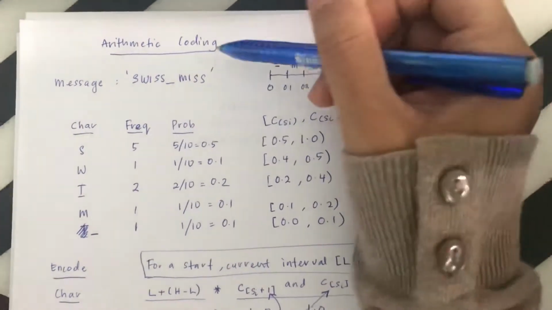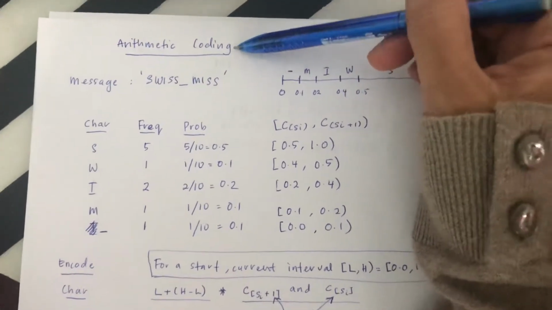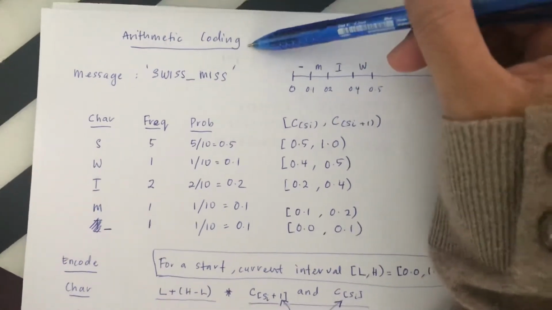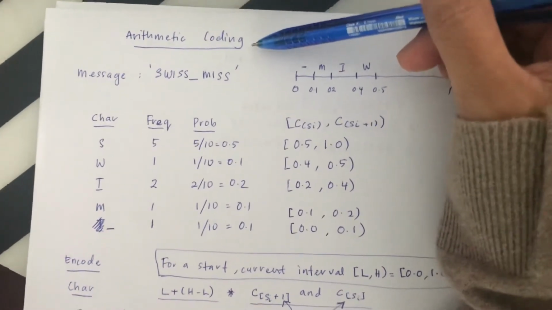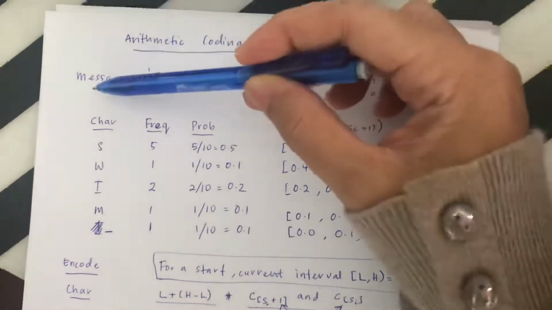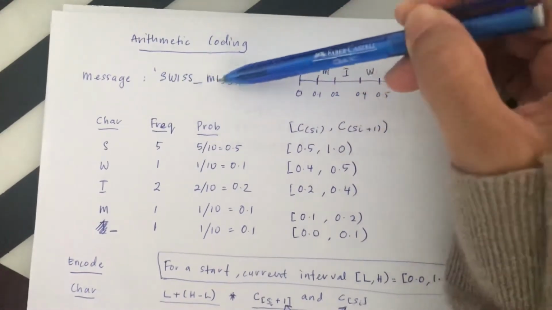Okay, so now we are looking at arithmetic coding. Arithmetic coding is one of the techniques of compression. This one is based on statistics as well. Let's say you want to send a message, SWISS_MISS.